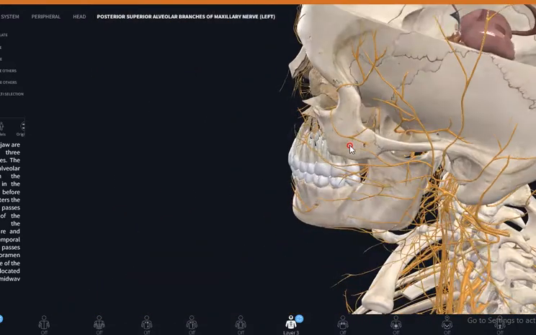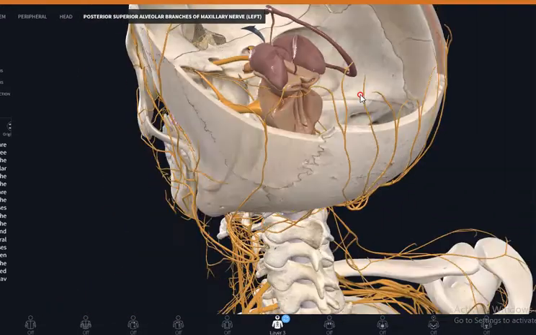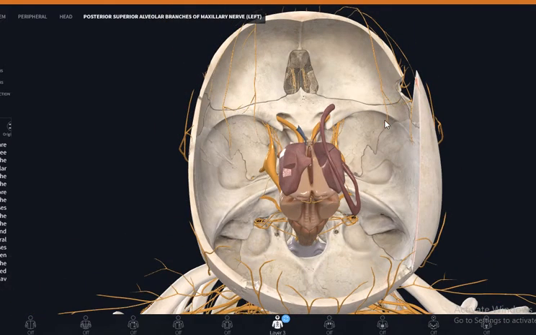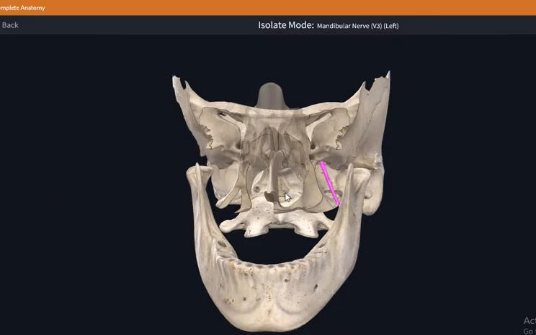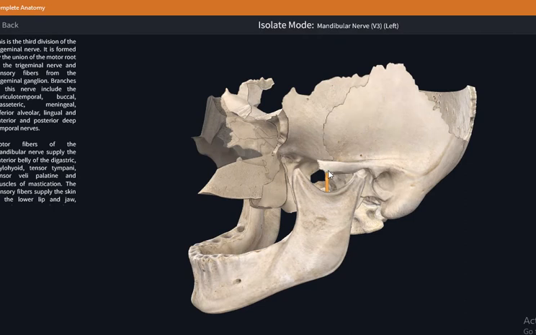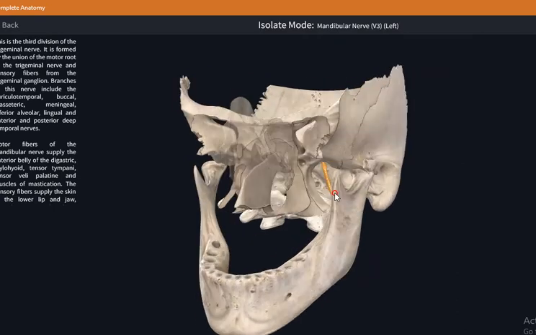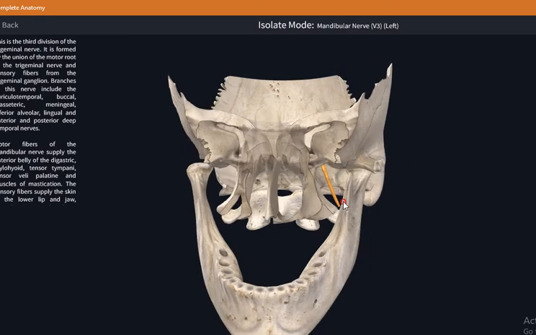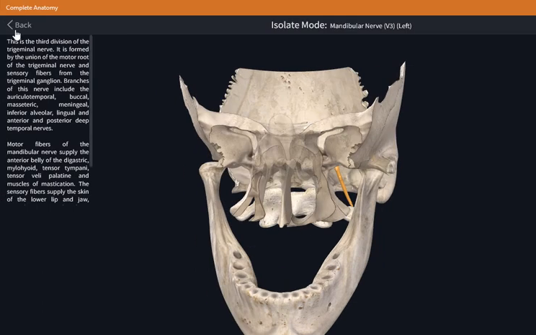Now we need to know that for the maxillary nerve to give all these branches, it needs to pass through the pterygopalatine fossa. And the last one is going to be the mandibular nerve. If we isolate it, this is how the mandibular nerve passes. You see that it is clearly passing into the pterygopalatine fossa, as you can see here. Since it passes through the pterygopalatine fossa, it's going to give different branches from here.